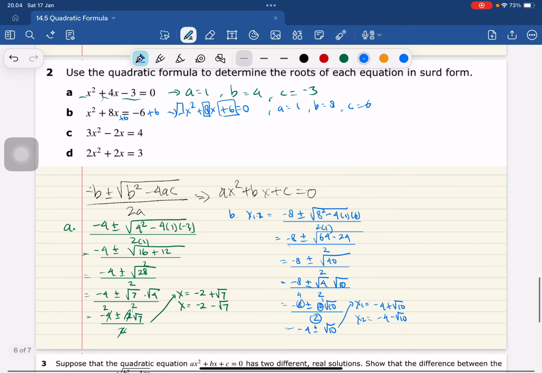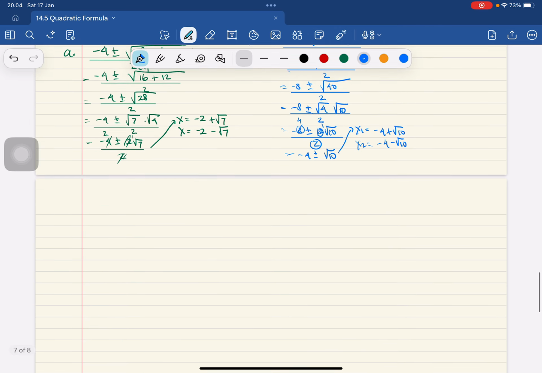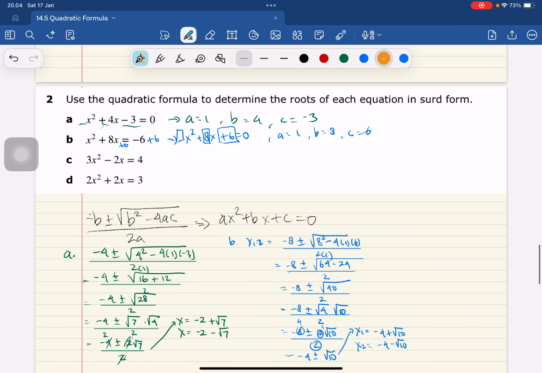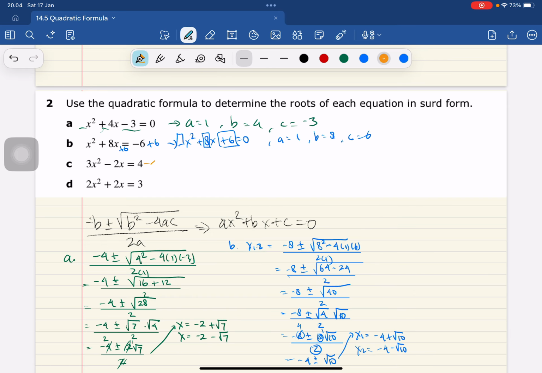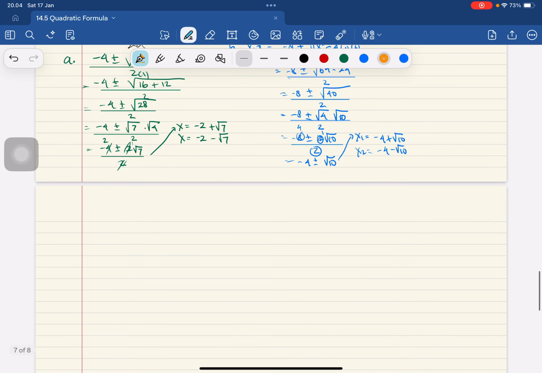Okay, let's make one more space here. Also, we subtract 4 from both sides to make it equal to 0, so 3x squared minus 2x minus 4 equal to 0. So we got a equal to 3, b equal to minus 2, and c equal to minus 4. So we got it. This is the formula.